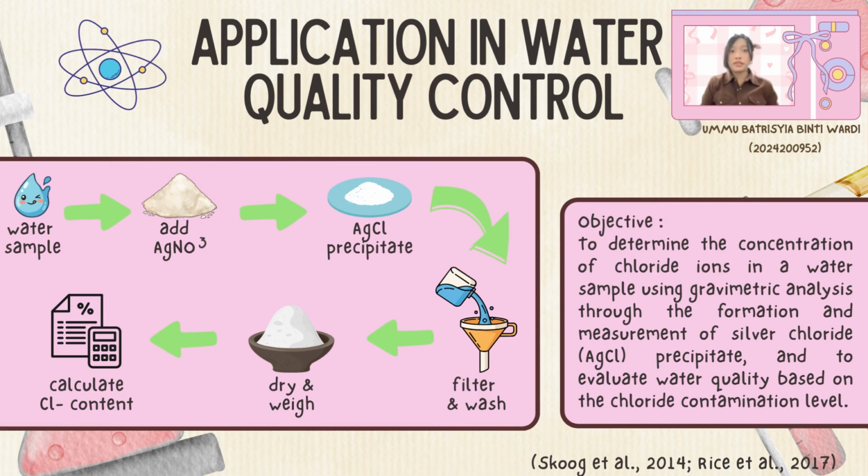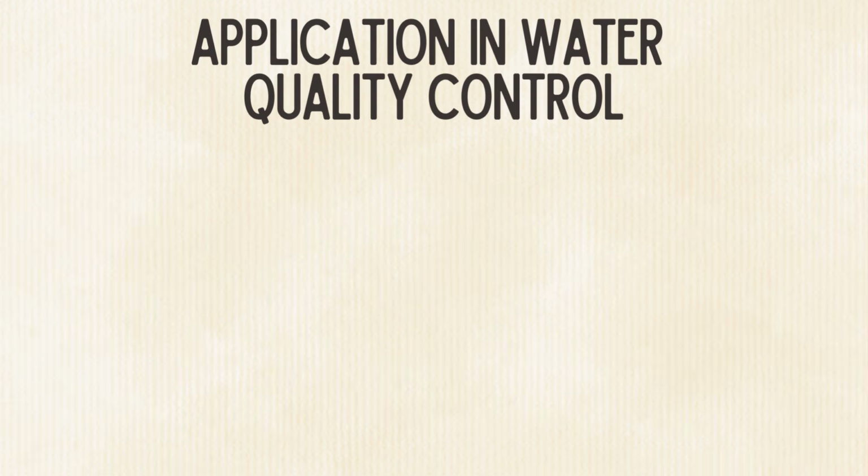As you can see in the workflow chart, the process is straightforward, starting with our water sample, then we add silver nitrate to the sample. This forms our precipitate. We then filter and wash it, followed by drying and weighing, which allows us to calculate the final chloride ion content.